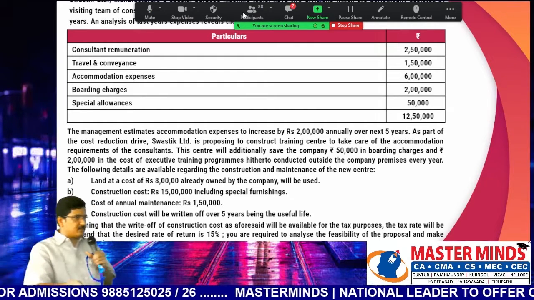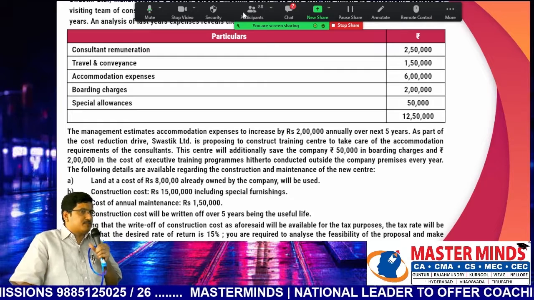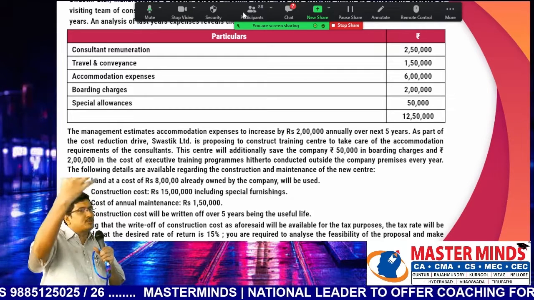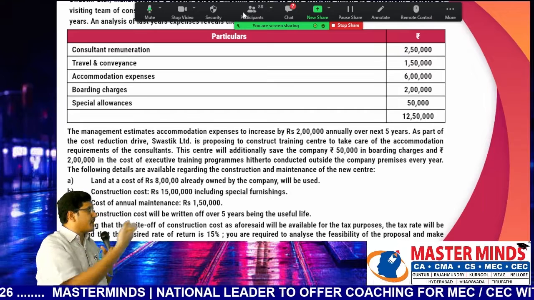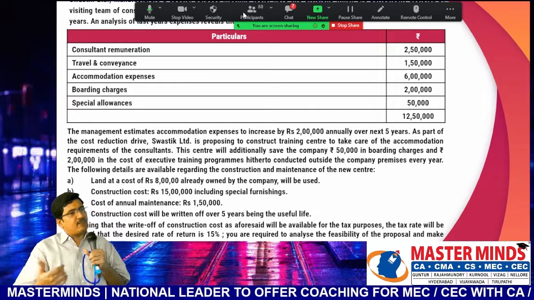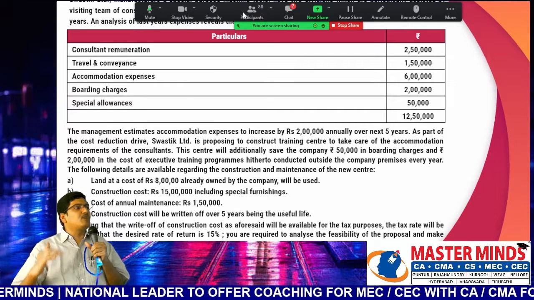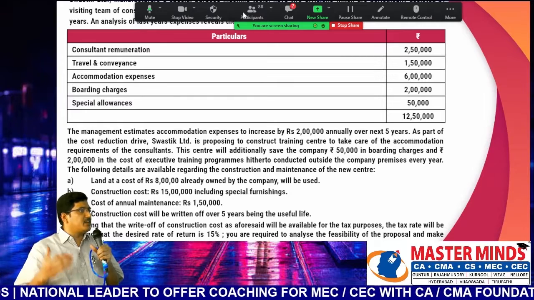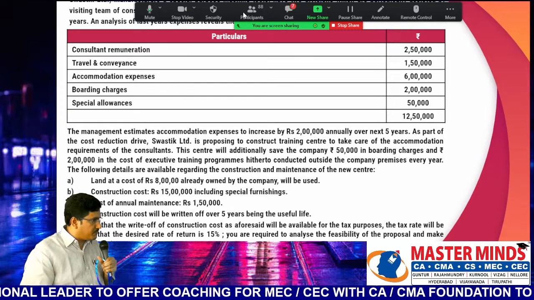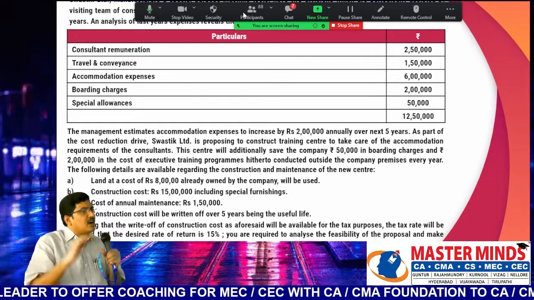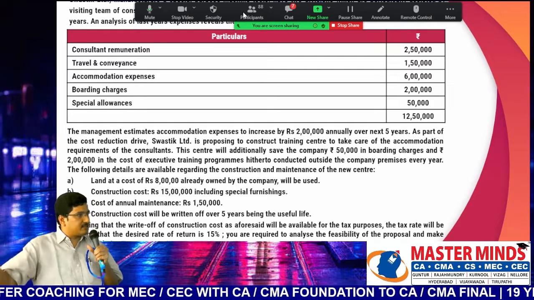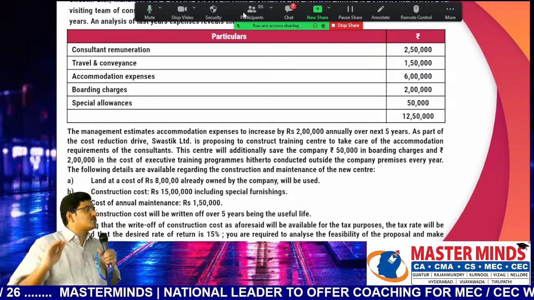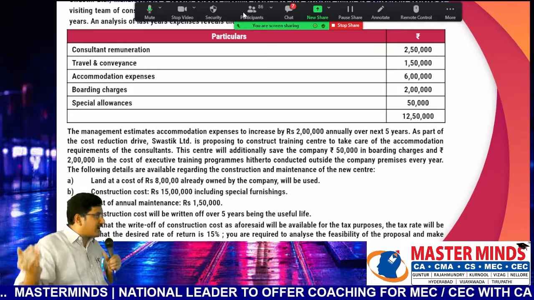Now tell me, what is the other benefit that we are going to get? Look at the third expense, accommodation expenses. Use your common sense. This is the most important expense in which we can get some savings. Instead of making them stay in a hotel, we are making them stay in our own building. So automatically we can save the accommodation expenses. Now tell me, if we don't start this project, what will be the accommodation expenses? It's not 6 lakhs, it's 8 lakhs.